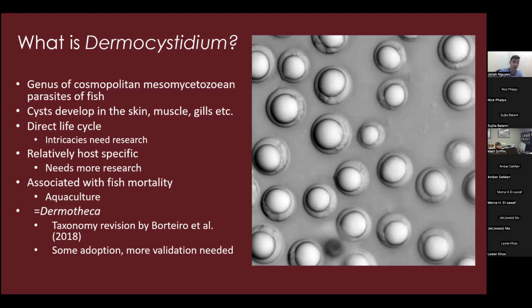The life cycle has been shown to be direct in lab transmission studies, but the intricacies of the life cycle need more work. They're relatively host specific is what the literature has all said, but that needs more research too, of course. And it's associated with fish mortality, especially in aquaculture, and particularly when it impacts the gills, as you'd expect. It's synonymous with Dermotheca, which is a taxonomy revision of a proposed name by Bortero et al. in 2018. There's been some adoption of that, so you might see that, but there's more validation needed for that.